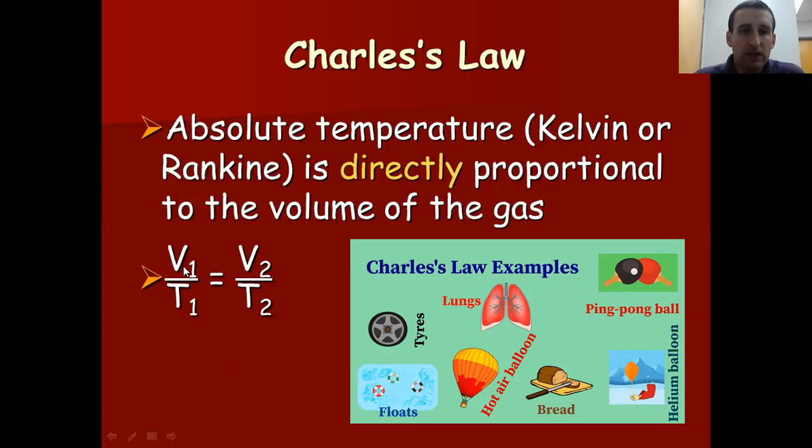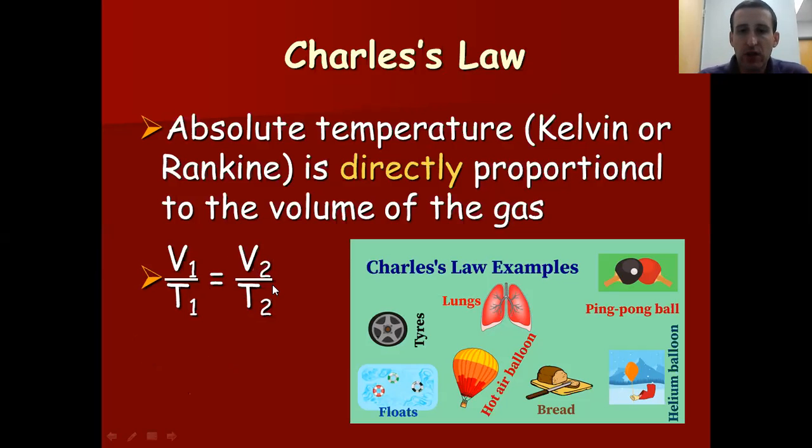Say we've got 50 liters of a gas at 100 degrees. If that gas expands from 50 to 100 liters, that means the temperature must have gone up. On the other hand, if the volume of the gas decreases, that means the temperature went down, right? 50 over 100, 25 over 50, that would give us the same ratio.